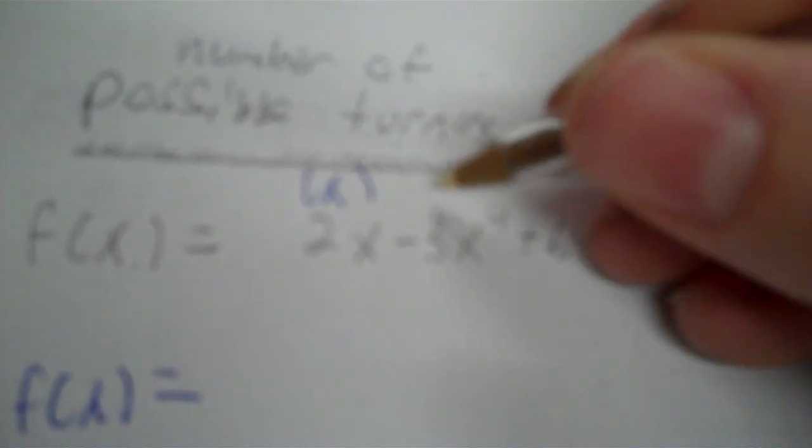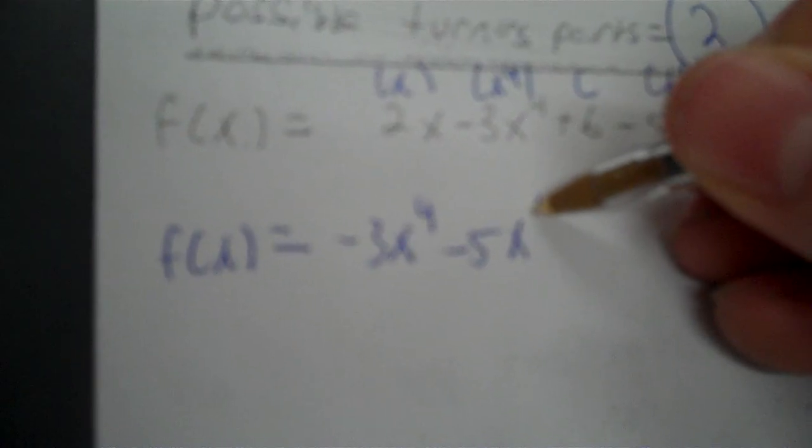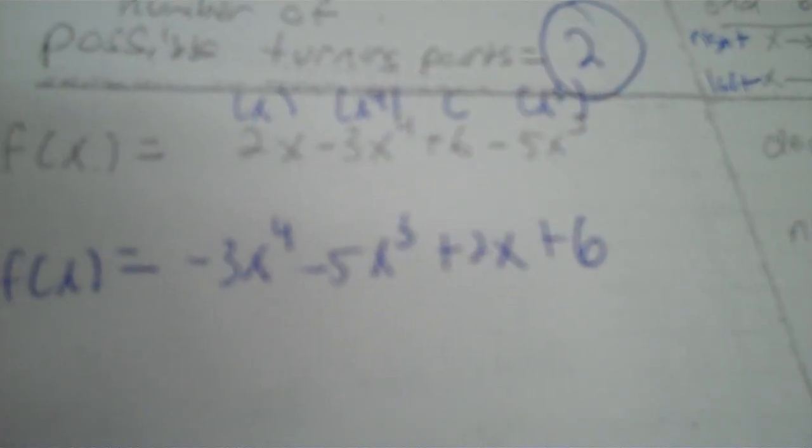Okay, next one. Write it in the proper order. So x⁴ is your highest, -3x⁴. Then x³, -5x³. There is no x², so it skips over that degree, and then you have plus 2x, and the constant is plus 6. So the degree, x to the fourth, means our degree is 4.